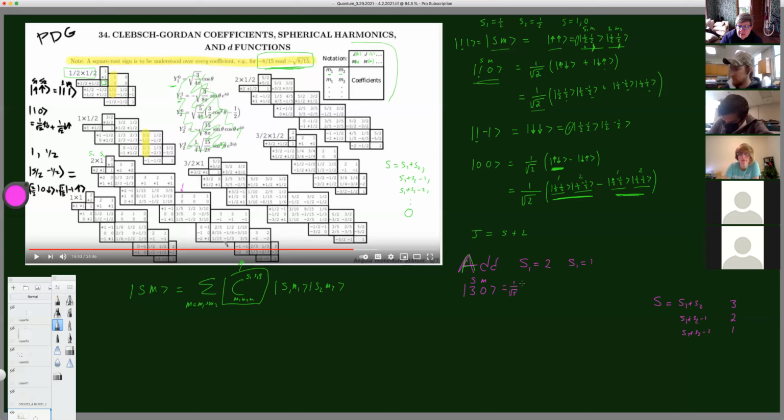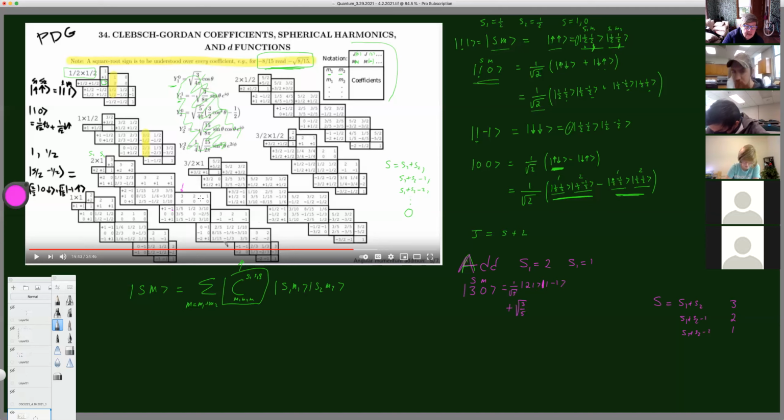And then the states: S1 is 2, so we have a 2, and M1 is positive 1. Then the second state, S2 is 1, and M2 is minus 1. And then the next thing, I'm going to write it down here, plus 3/5, so that's square root of 3 over 5.